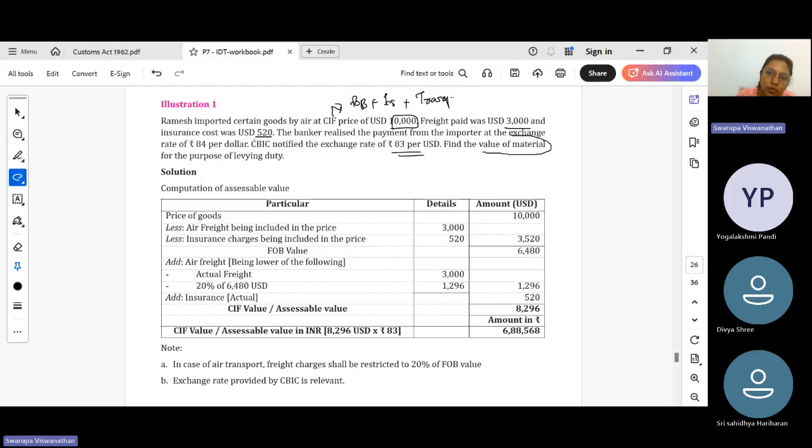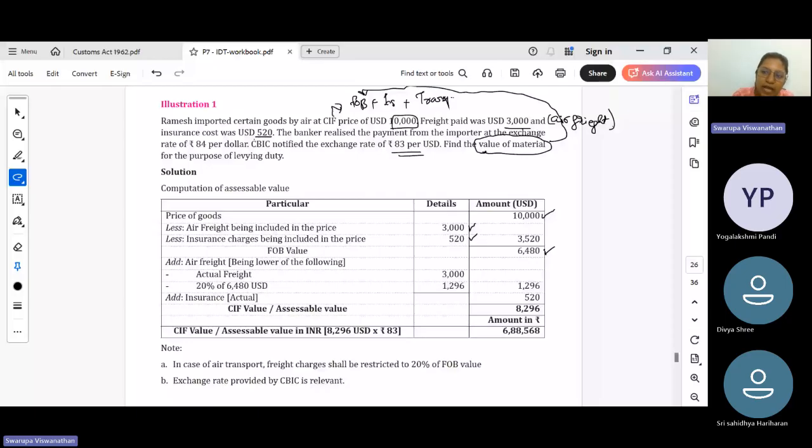They're asking us to find out what is the value of the material. So what is the value? Value of material will be your FOB value. So they are asking us to calculate the FOB value. Okay, so 10,000 is the price. We will reduce freight and insurance. Then you will get the FOB value. Now, to the FOB value, what you have to add? Because this is air, it's not mentioned, but I guess this is air freight. Air freight paid was 3,000 USD.